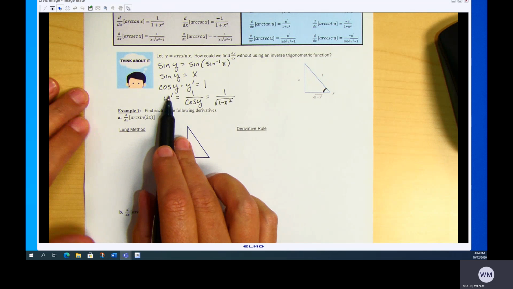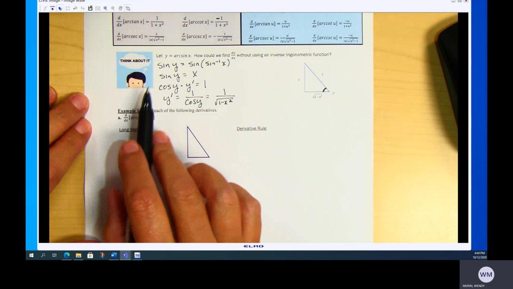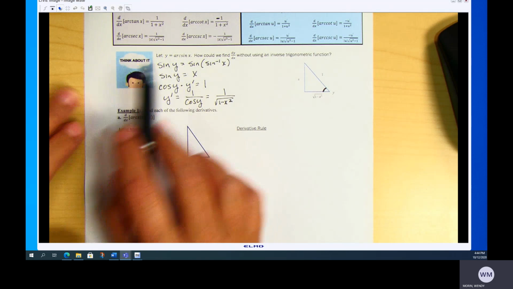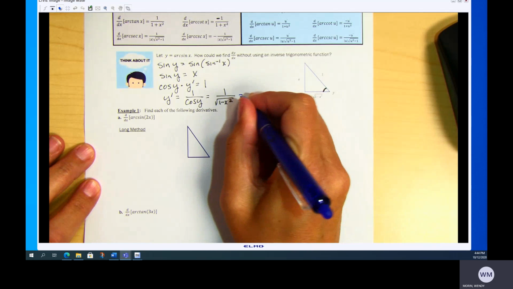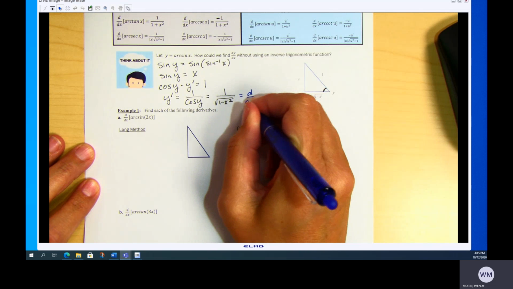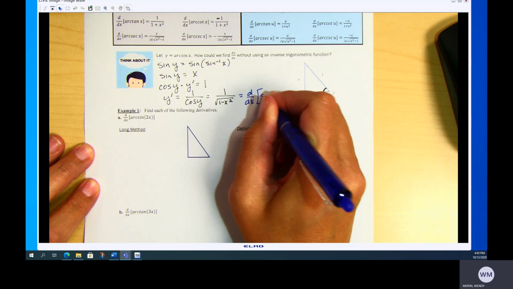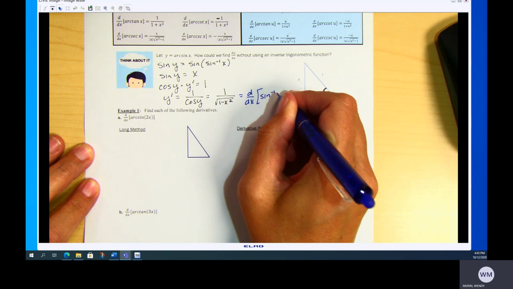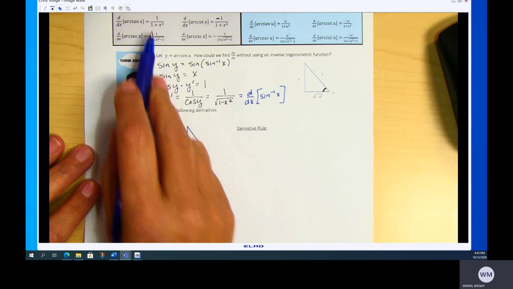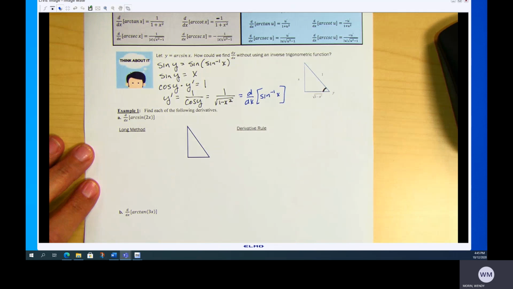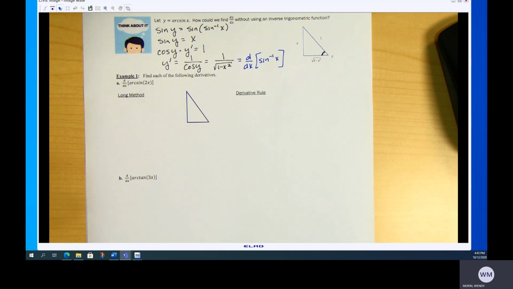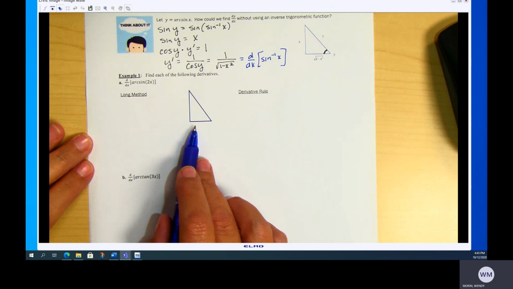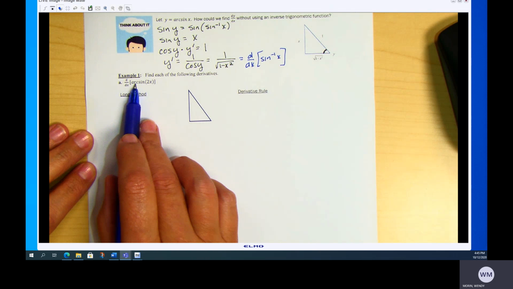So y prime, the derivative of arc sine, is what you just calculated. And check up here, and it matches. So that's the long way of doing it, in case you forget. If you don't memorize the formulas, I wouldn't recommend that, but let's try it one more time here, the long way of doing the arc sine.